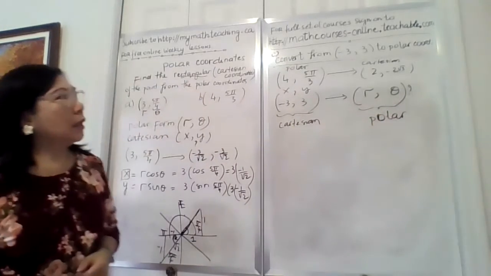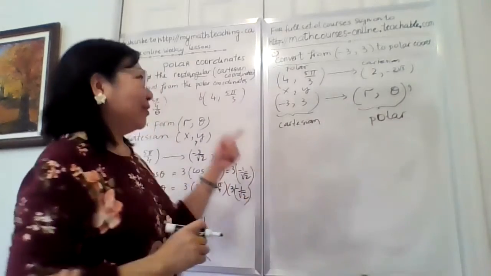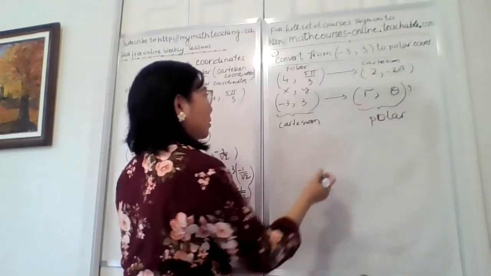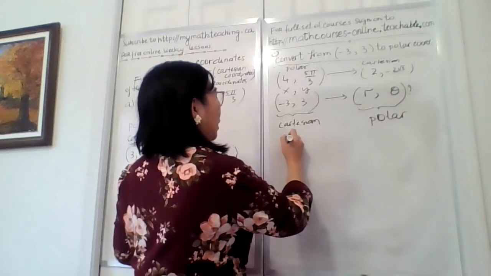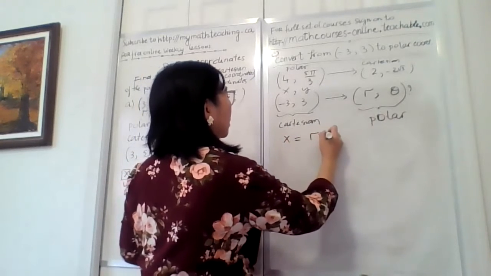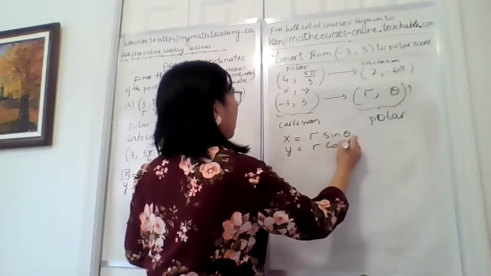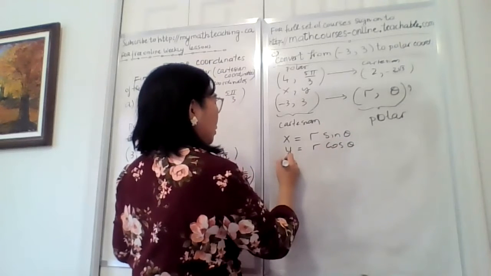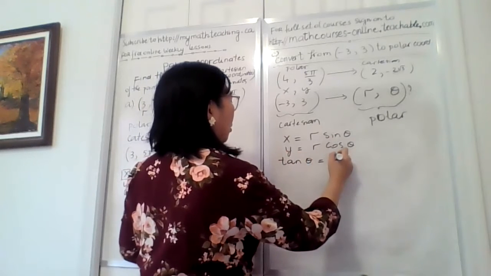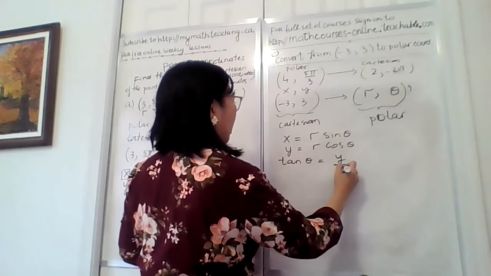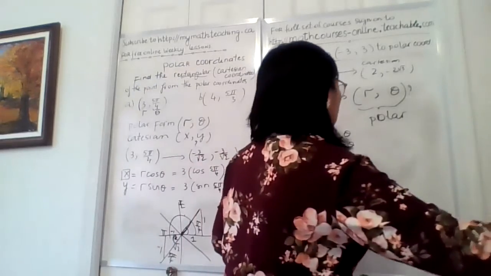Now we go backward. And how do we do that? Okay, so let me figure out the same trick. We will say our x equals r sine theta, and our y equals r cos theta. But in this question, we also notice tan theta equals y divided by x. And why do I say that?